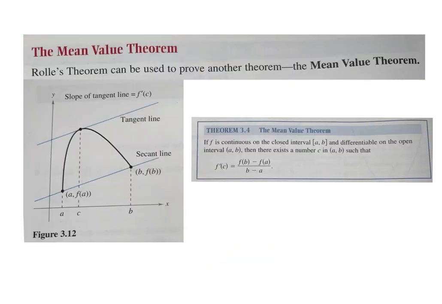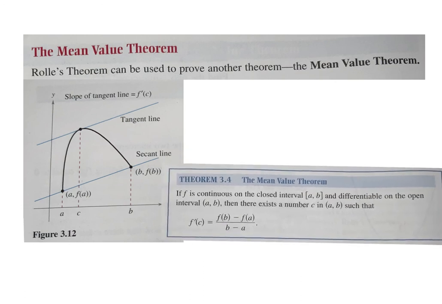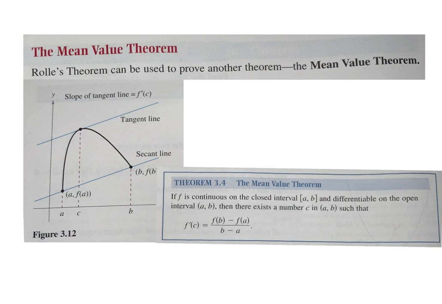So the mean value theorem, they actually use Rolle's theorem to prove this, but what the mean value theorem says is that if f is continuous on the closed interval a, b, and differentiable on the interval a to b, then there exists a number c in a, b such that, and you see this little formula looks vaguely familiar. They're basically saying, yeah, this is the average rate of change. This represents instantaneous rate of change, right?